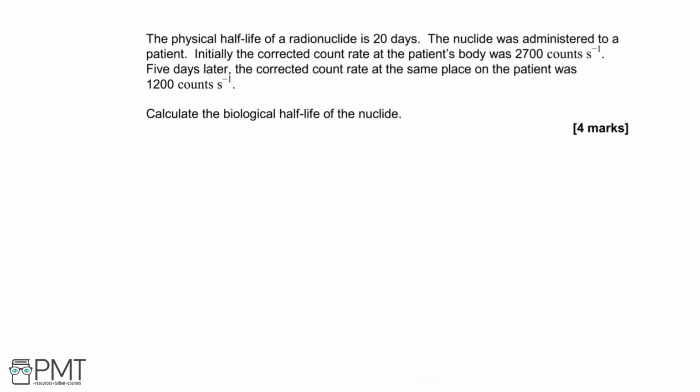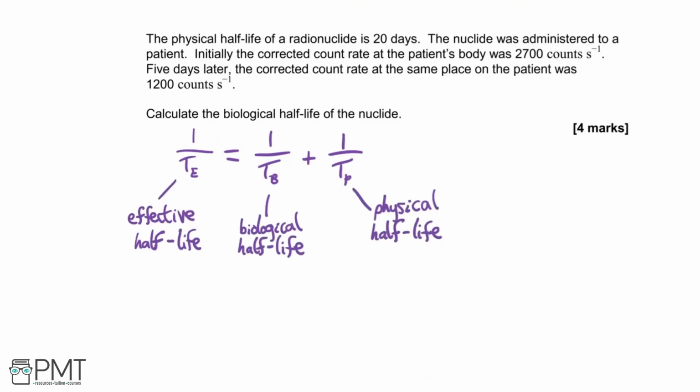Let's first of all write down the equation relating the effective half-life to the physical half-life. So I've written there 1 over TE is equal to 1 over TB plus 1 over TP. And let's label that to include the half-lives. So we've got effective half-life, biological half-life, and physical half-life. Now we're given the physical half-life already, so we could just put that straight into the equation. We need to work out the biological half-life.